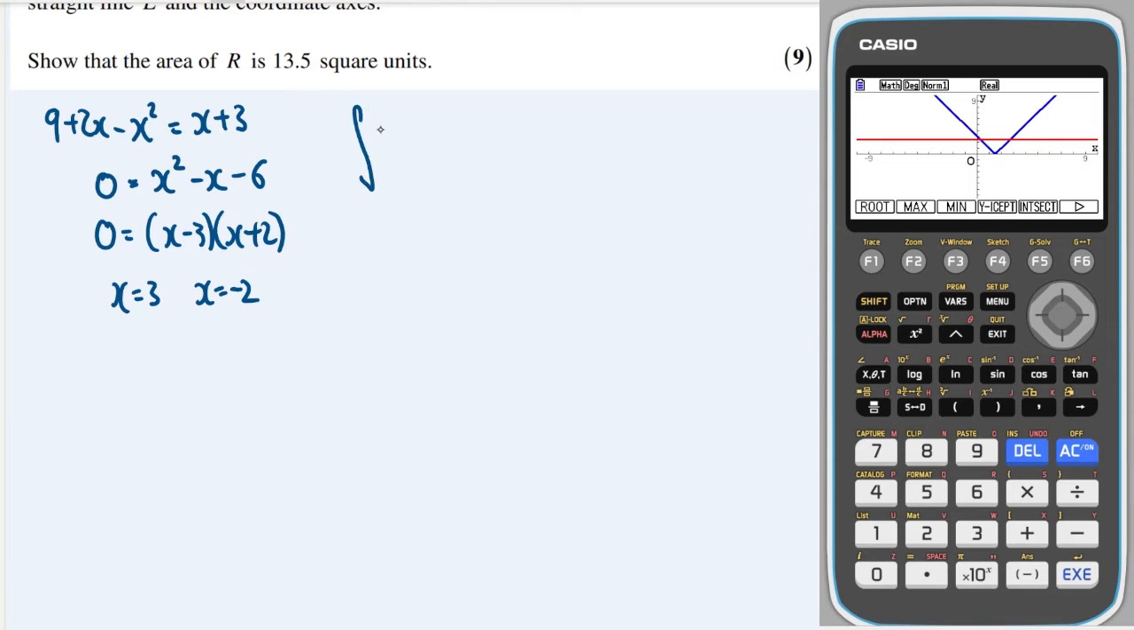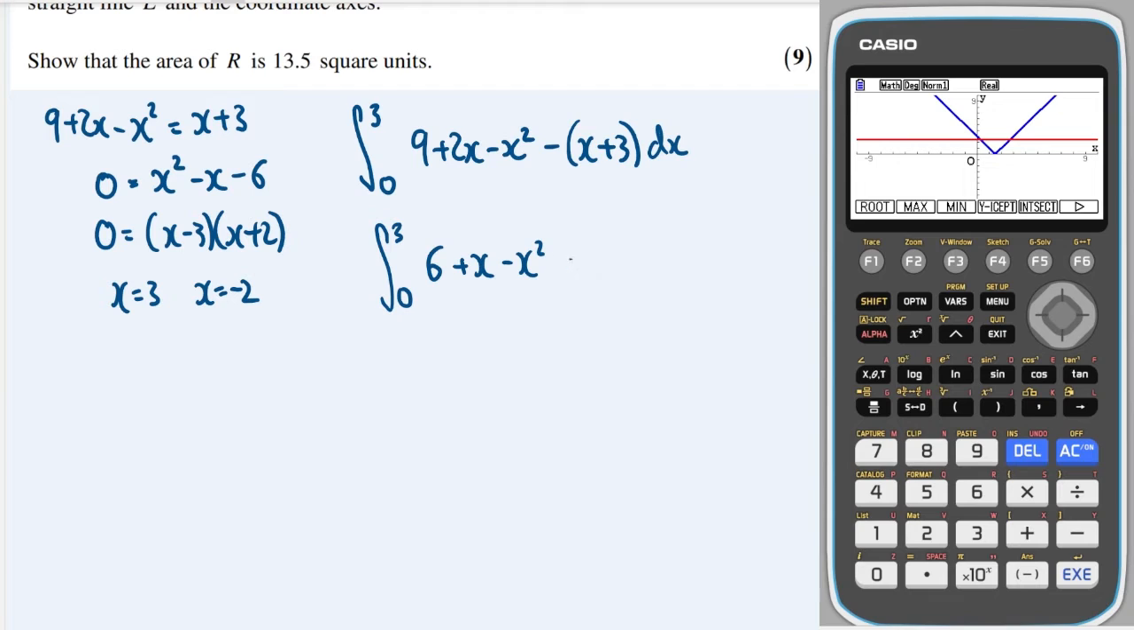So I need to integrate between 3 and 0, the curve minus the line with respect to x. Okay, so let's simplify this before we integrate. This is going to give us 6x minus x squared.